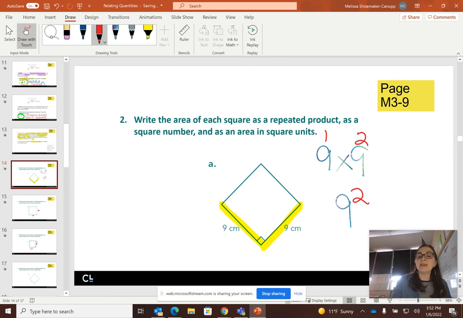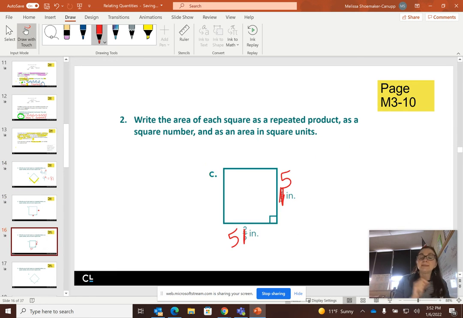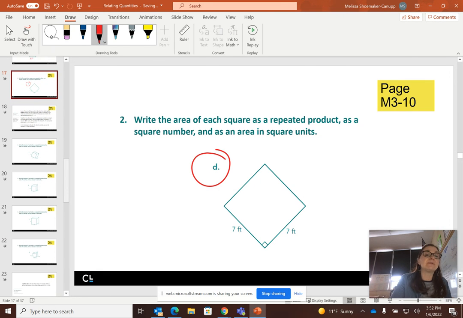Now, if you know the answer, you can solve it. I know that 9 times 9 is 81. Okay, so you guys are going to do B and C. And I'll either check it in class or I might upload a walkthrough video of an example and you can check yourself that way too. There's also a D. Look at that. You can do that one as practice too, just to get the hang of it.